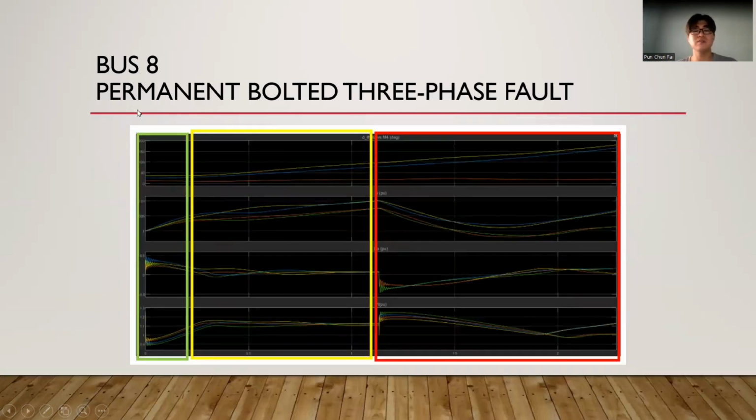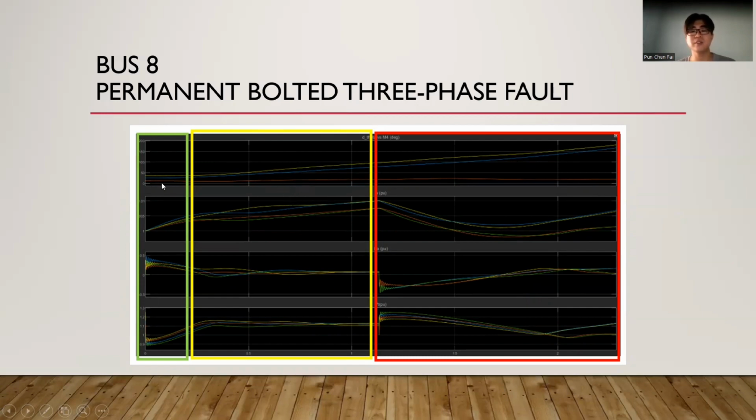So for the permanently bolted 3-phase fault at bus 8, the unstable case happened over here, as shown in red on the right side of the figure, from 1.1 second to 2.5 seconds. We can see the system is out of equilibrium and unstable. One of the rotor angles remains constant, whilst the other two continue increasing. For the marginally stable case, as shown in the yellow markings here, before the 3-phase fault occurred at 1.1 second, this is the system attempting to stabilize itself.